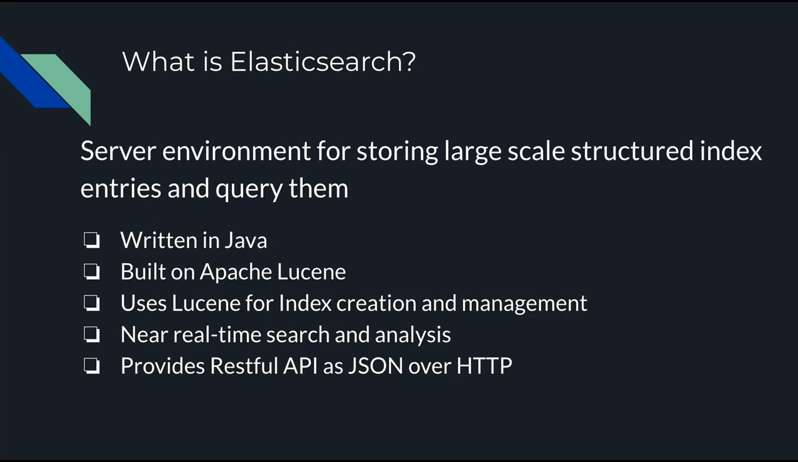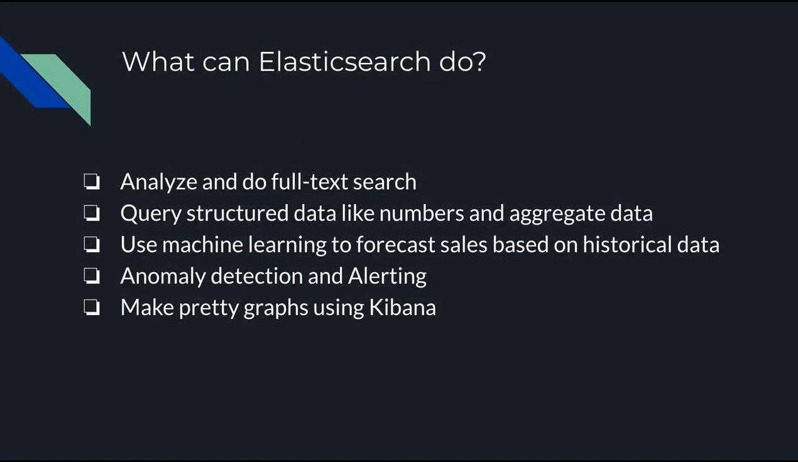So Elasticsearch is written in Java. It's built on Apache Lucene. And it does real-time search and analysis, and it provides a RESTful API as JSON over HTTP. Like we discussed, what can Elasticsearch do? It can analyze and do full-text search. It can query structured data and perform aggregations. It can use machine learning to forecast sales based on historical data.